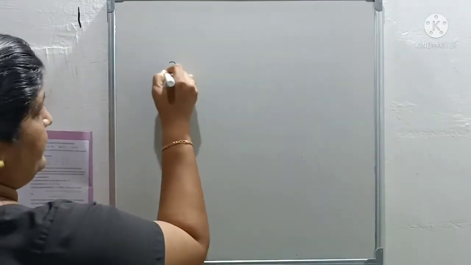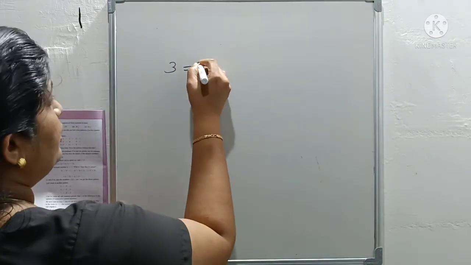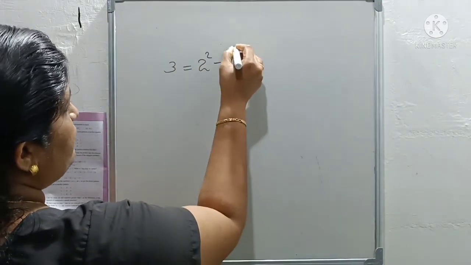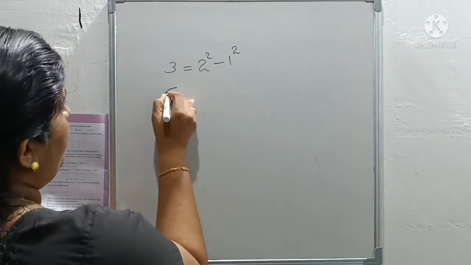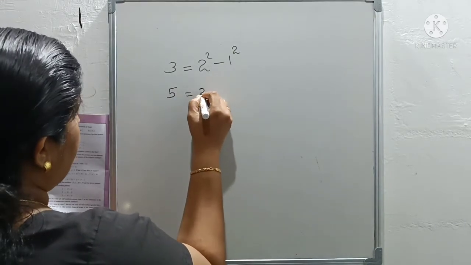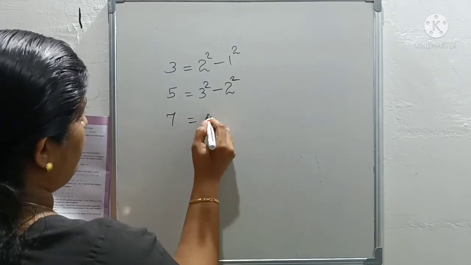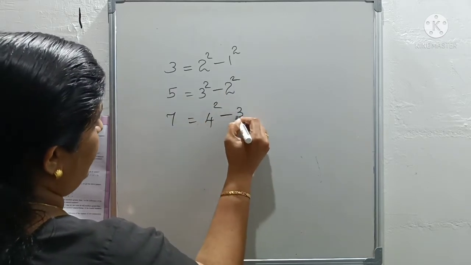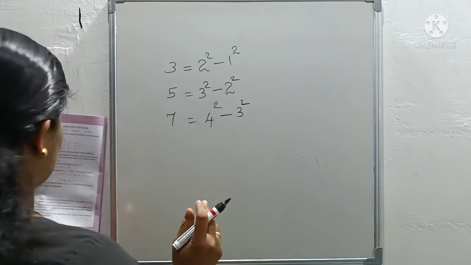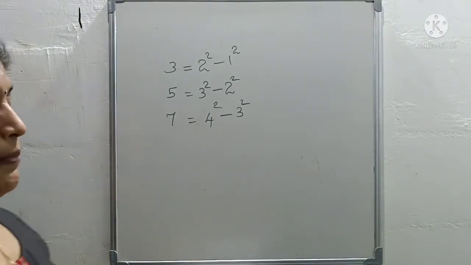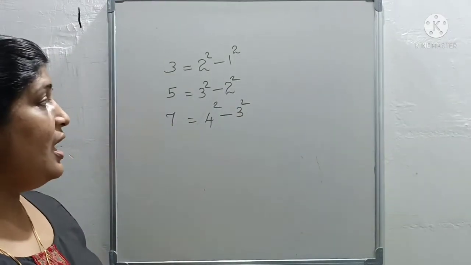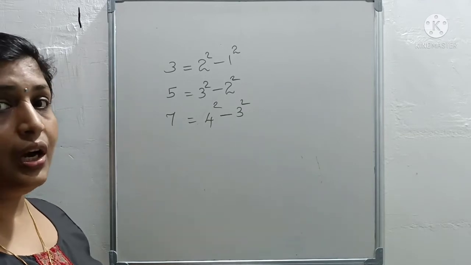Next, another pattern. Look at this pattern. That is, 3 is equal to 2 squared minus 1 squared. Next, 5 is equal to 3 squared minus 2 squared. And 7 is equal to 4 squared minus 3 squared. Write the next 3 lines of this pattern and explain this using algebra.